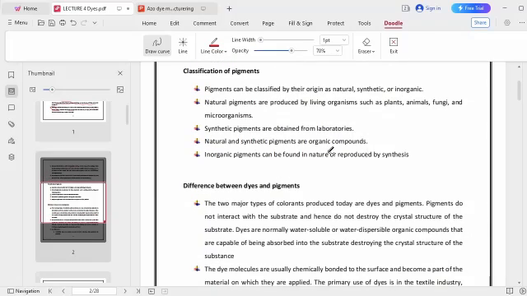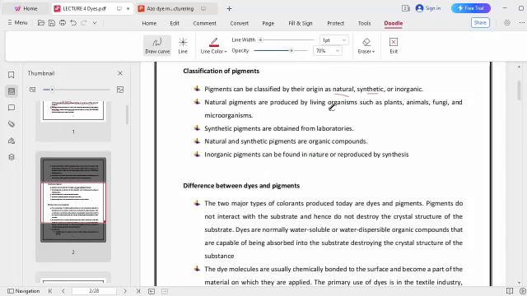and then let's move to classification of pigments or classification of dyes. So pigments can be classified in various ways. For example, we can classify them according to their origin. Some pigments are natural, some are man-made or synthetic, whereas some are inorganic. So you can have inorganic, organic pigments, natural or synthetic pigments.